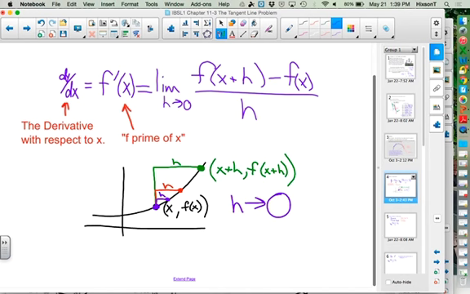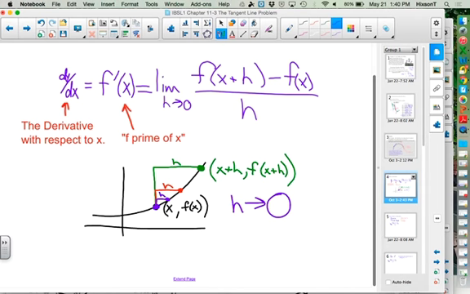So here's the limit. We said we were going to take the limit of the slope. The slope formula says take the y-coordinates and subtract them. Look, f of x plus h minus f of x, and that's over the x-coordinates subtracted. So I have x plus h minus x, that's just h. So here is the limit as h approaches 0 of f of x plus h minus f of x all over h. This is the definition of a derivative.